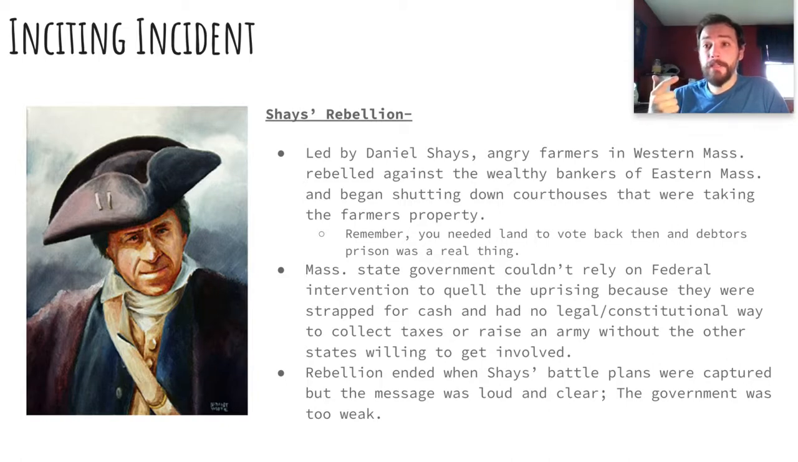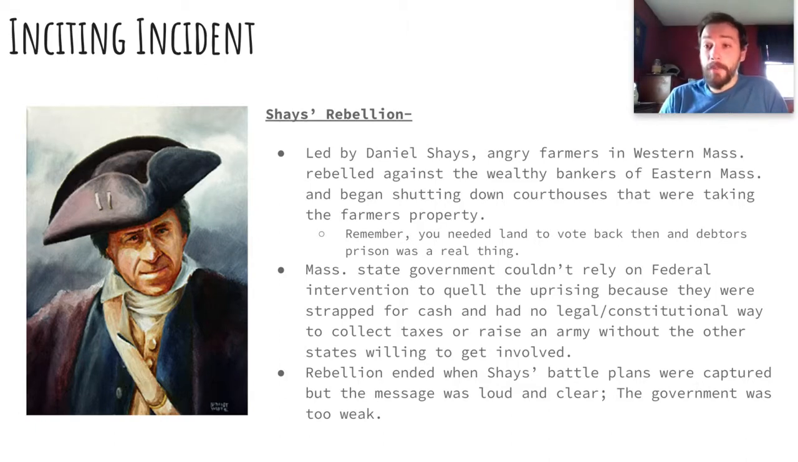And these farmers are ending up in debtor's prison. They're losing their land. And don't forget that land equals your right to vote during this time period. So they're losing their political voice as well. They can't even change the system. So you really see this microcosm of kind of moneyed elite in the eastern cities taking advantage of these Western farmers, and the farmers' reaction is to rebel.